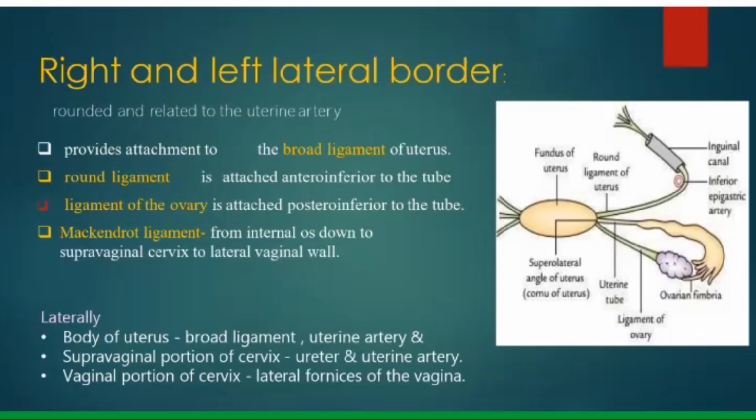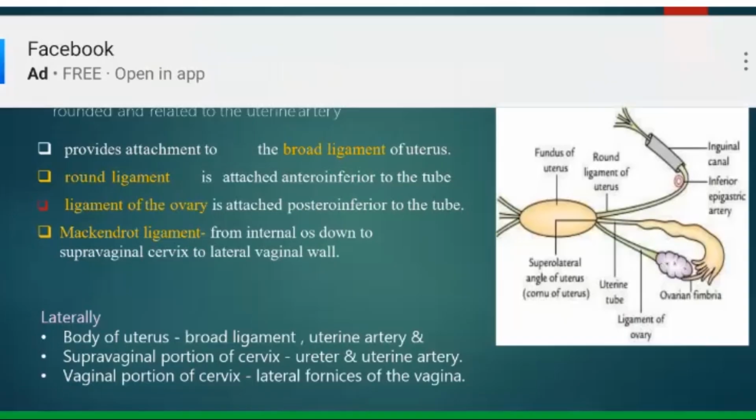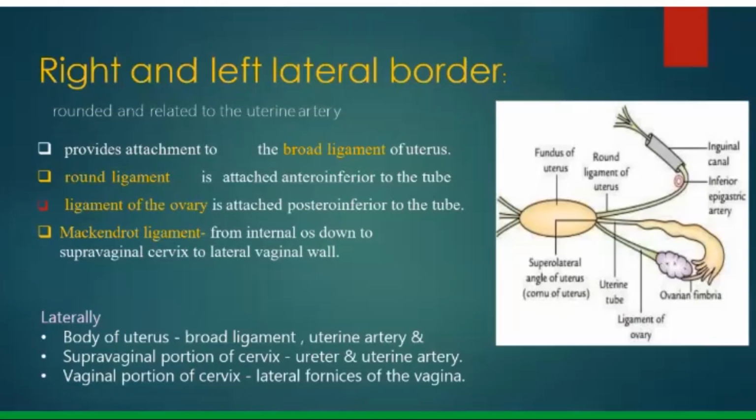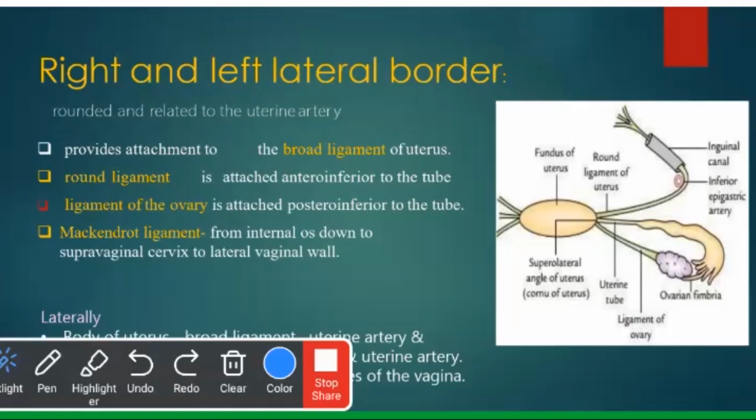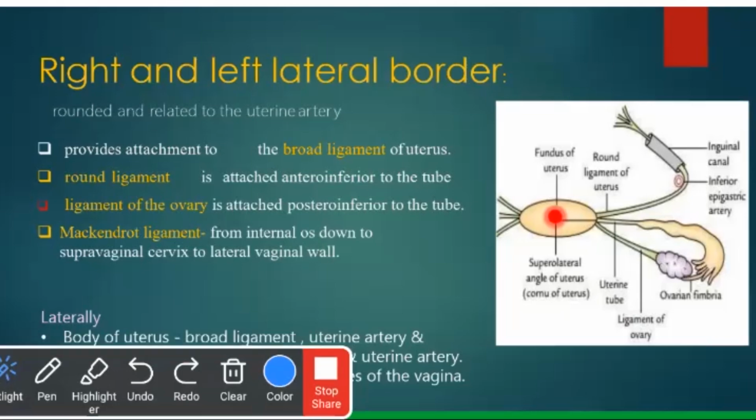The round ligament is attached antero-inferior to the tube. The ligament of the ovary is attached posterior-inferior to the tube, and the Mackenrodt ligament runs from the supravaginal cervix to the lateral vaginal walls. So laterally, for the body of the uterus it is the broad ligament and uterine artery; for the supravaginal portion of the cervix, it is the uterine artery; and for the vaginal portion of the cervix, it is the lateral fornices of the vagina. Basically, we'll discuss all these in the slides later.